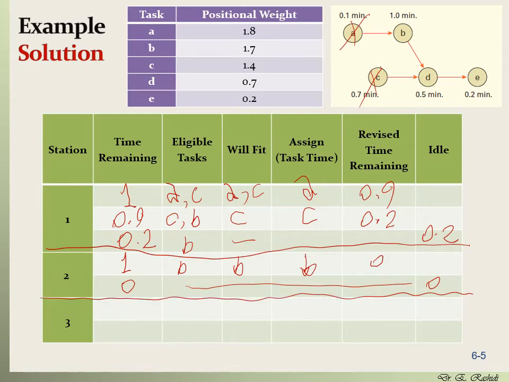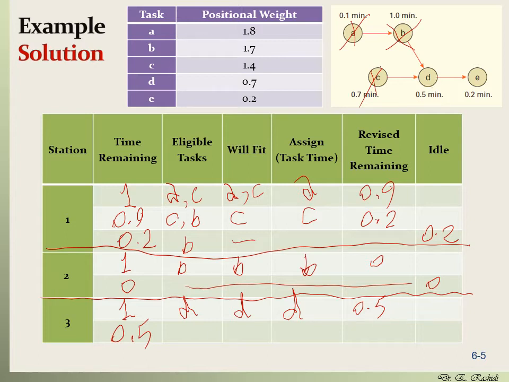And we're going to go with workstation 3. So task B was assigned. We have 1 minute at workstation 3, and the eligible task is task D. Does it fit? Yeah, it's 0.5 minutes. It does fit. And since it is just one task, we're going to assign it, and we're going to update the time. So that would be 1 minus 0.5, which is 0.5. So we are going to end up with 0.5 minutes left.